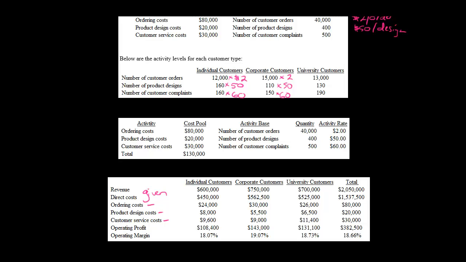Now, if we had found, for example, that the individual customers, let's say instead of saying 108,400, let's say that it was actually a loss of $50,000. Then we would say, hey, wait a minute. We're making a lot of money on the corporate customers and a lot of money on the university customers, and we're losing money on the individual customers. Why are we serving the individual customers? Maybe we want to redesign our business where we don't focus or serve individual customers at all. We only service corporate customers and university customers because those are the ones that are responsible for all of our profits.